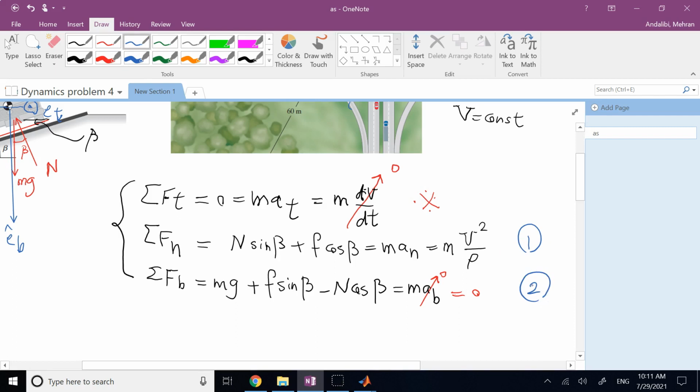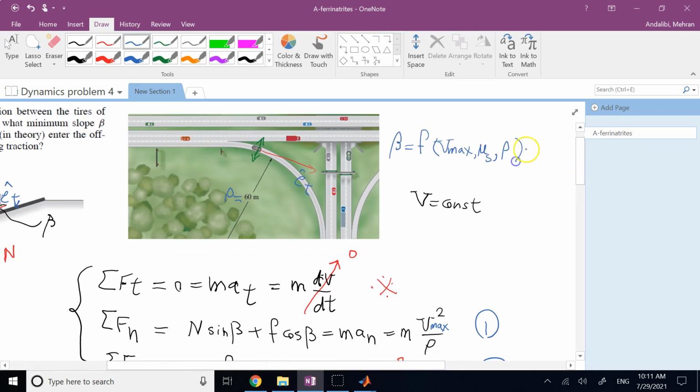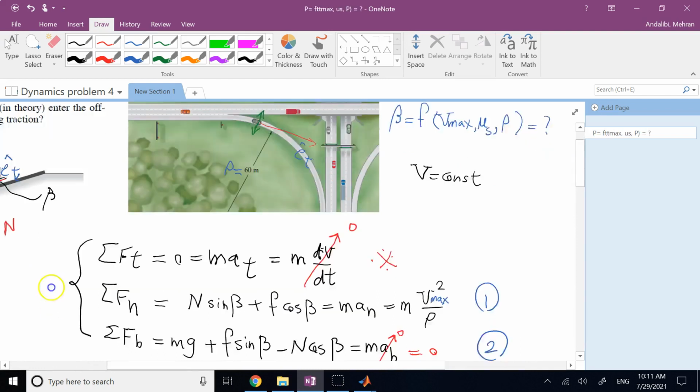Now, what the problem is asking is to find beta as a function of v, but it wants the maximum v possible. So you want to make this Vmax, right? And so the problem is asking what is beta as a function of Vmax and mu s and rho, the numbers that are given. What about mass? We'll see the mass would cancel out. Beta is not going to depend on mass. So this is the unknown of the problem.